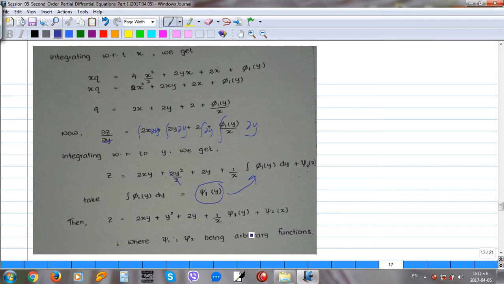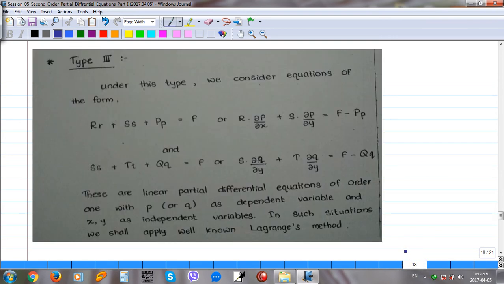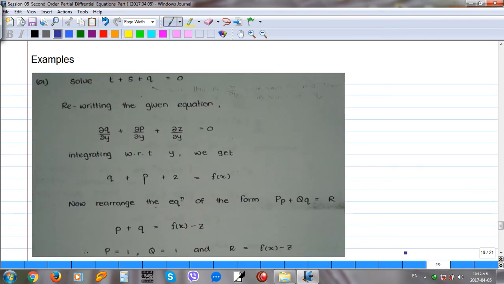Then what happened? These are two arbitrary functions, right? This is the last type, that is type 3. Under these types we consider the equation in these forms, right? So we will consider an example, right? First example: t plus s plus q is equal to 0.